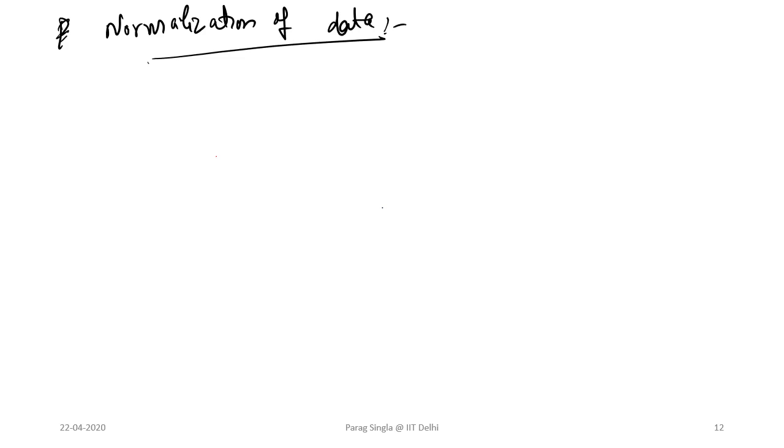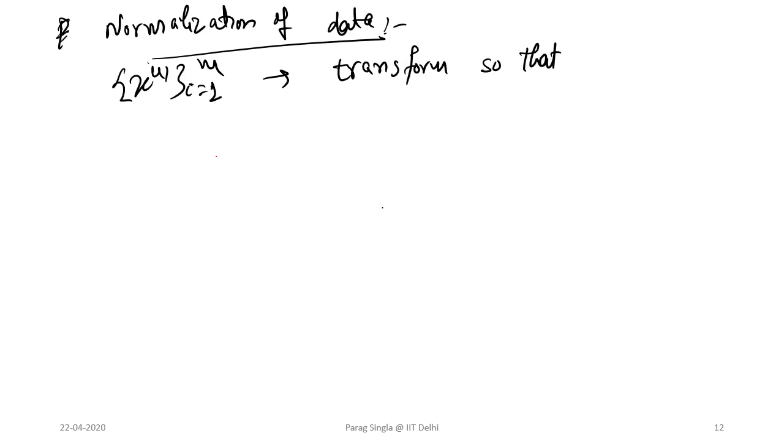Before we proceed further, there is an important step that we will perform, which is normalization of the data. In particular, given these data points xi, i equal to 1 to m, we will transform them so that the resulting data has zero mean and unit variance.